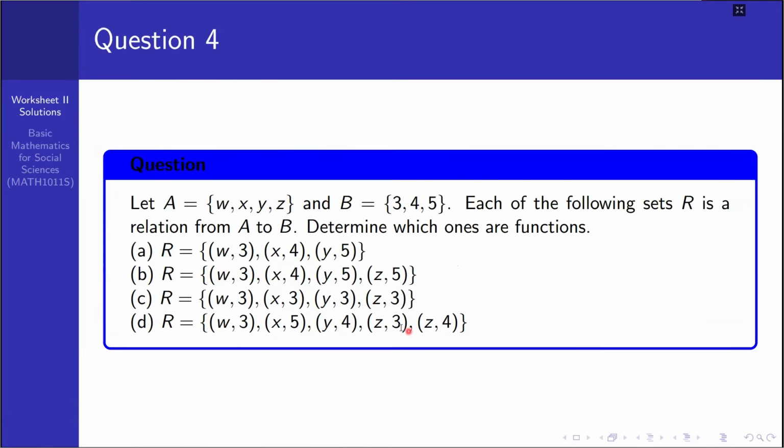W, x, y, z, the domain is the same, that's simply A, but this is not a function because the last component of this one has two different images, which are 3 and 4.